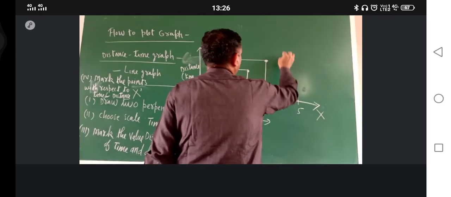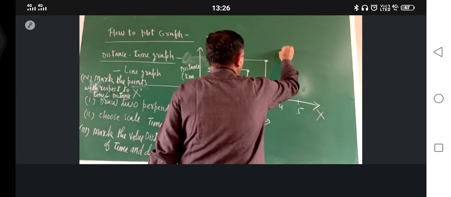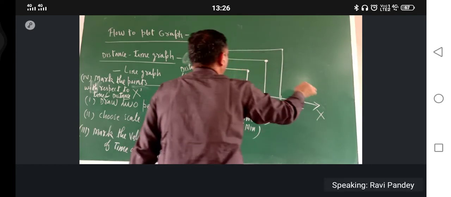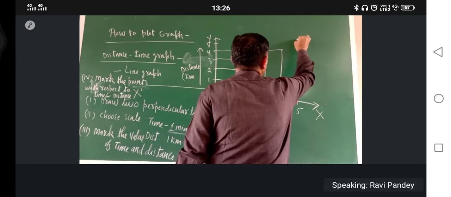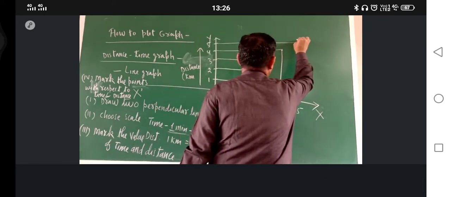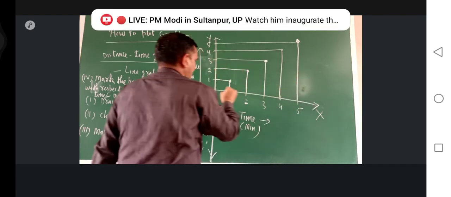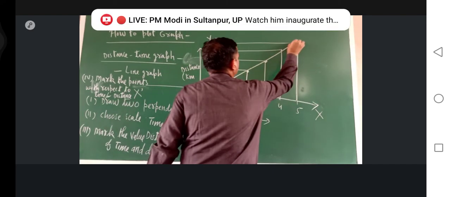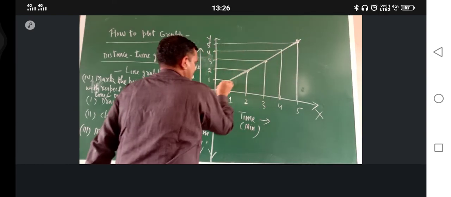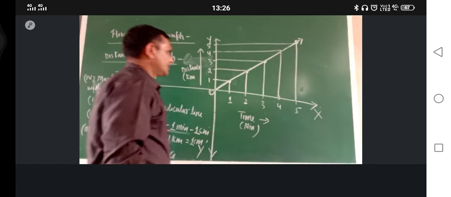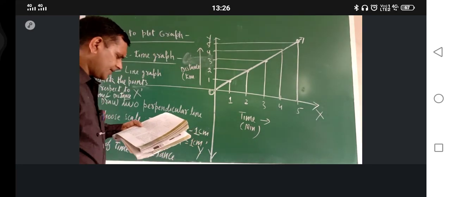Okay, now 4 kilometer here. So this one and this one. Okay, 5 kilometer here. So this is and this is. Okay, this point. And now join these points. Join these points. Okay, just see. Oh, yes, your graph is ready.